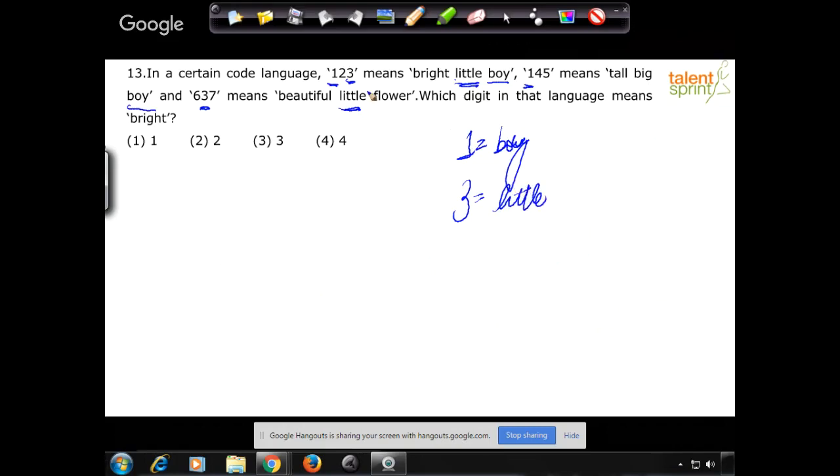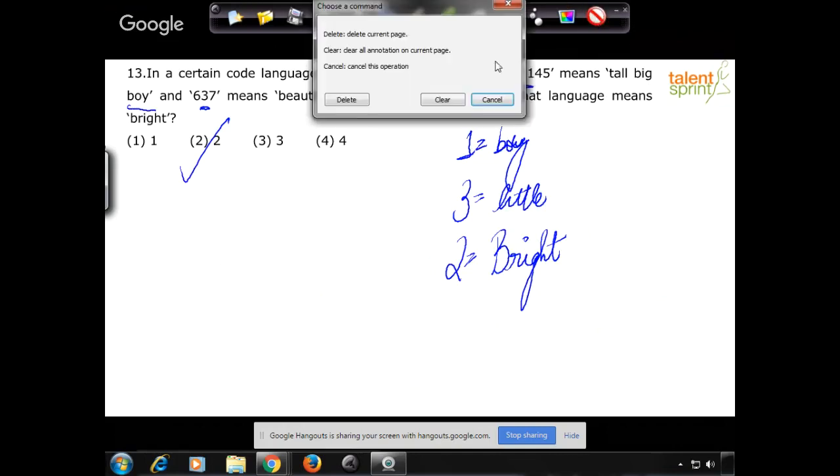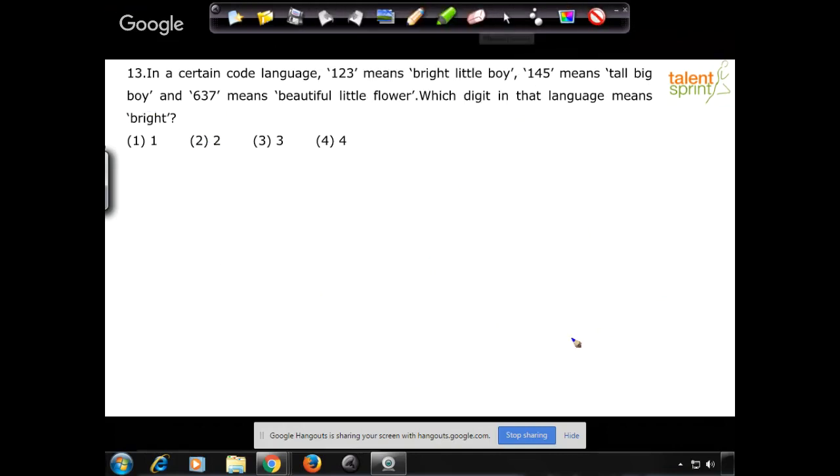Now, if I go back to the first code, the only word for which I do not have a code is bright, and the only number left is 2, which means that 2 is equal to bright. And therefore, the answer here is option number 2, which is for the word bright. Yes, Vineet, Preetam, Bharat, Kumar, all of you have got the correct answer. That was a really simple question for us to wind up our class for the day.